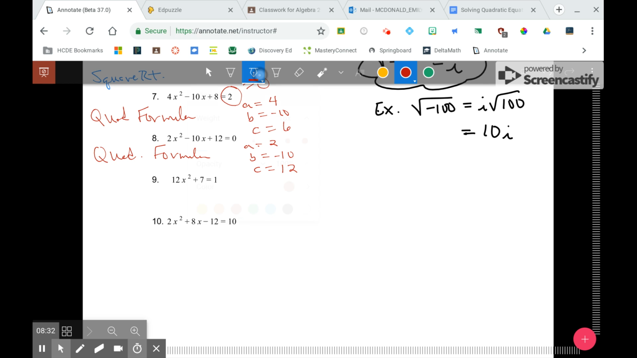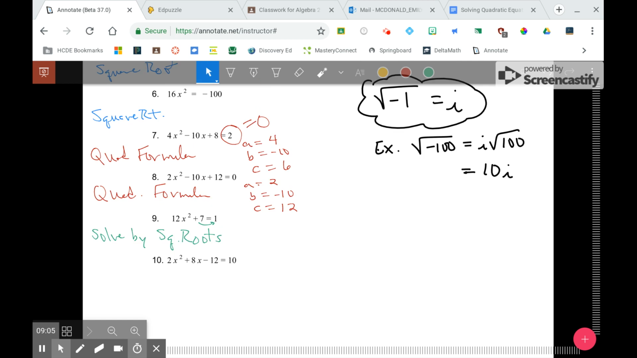Okay, last few problems. On number 9, notice we don't see that whole ax squared plus bx plus c. You only really see two terms, an x squared and a constant. Anytime you see two terms like this, the easiest method will be solving by square roots. So let's solve by square roots here. Because all you'll have to do is move over the 7, divide by 12, and then take the square root. Remember, if you get an imaginary or a negative number underneath the square root, you need to change that negative to the I.